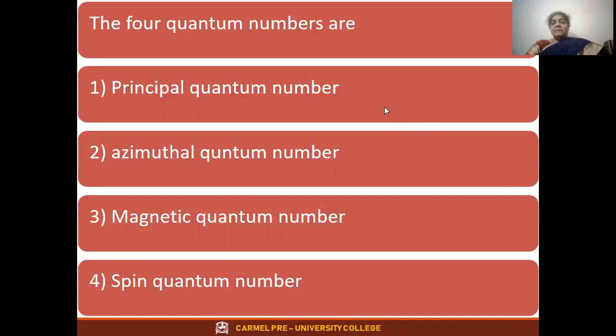So let me start with the last session. Till last class, we finished with 4 quantum numbers: principal quantum number, azimuthal quantum number, magnetic quantum number, and spin quantum number. The principal quantum number indicates the main energy level or the orbit of the electron. The azimuthal quantum number indicates the subshell or shape of the orbital. The magnetic quantum number indicates the orientation of the electron, and the spin quantum number indicates the spin of the electron.